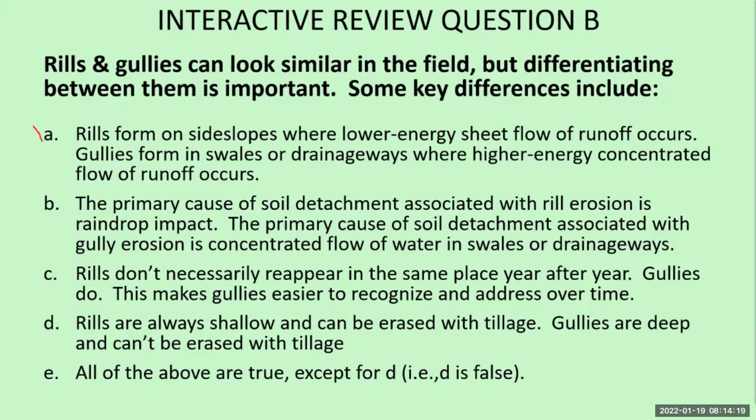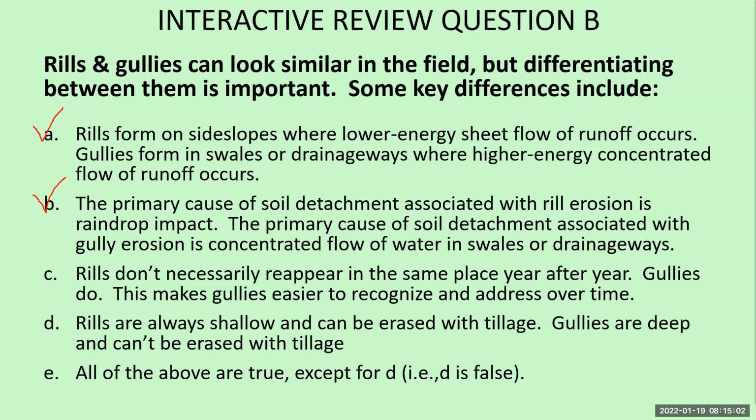Okay, this is correct. Rills form on side slopes where lower energy sheet flow of runoff occurs. Meanwhile, gullies form in swales or drainage ways where higher energy concentrated flow of runoff occurs, right? The idea that there are different forms of water erosion and where they occur depends on the shape of the landform, right? So it also follows that B is correct, because we know that on side slopes, lower energy sheet flow of runoff does not have the energy to do a lot of soil detachment. The primary cause of soil detachment is going to be raindrop impacts, right, on those side slopes where rills tend to occur.